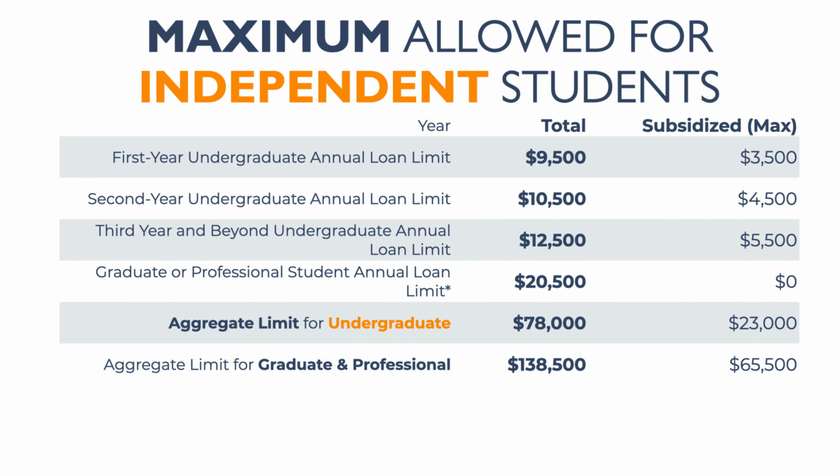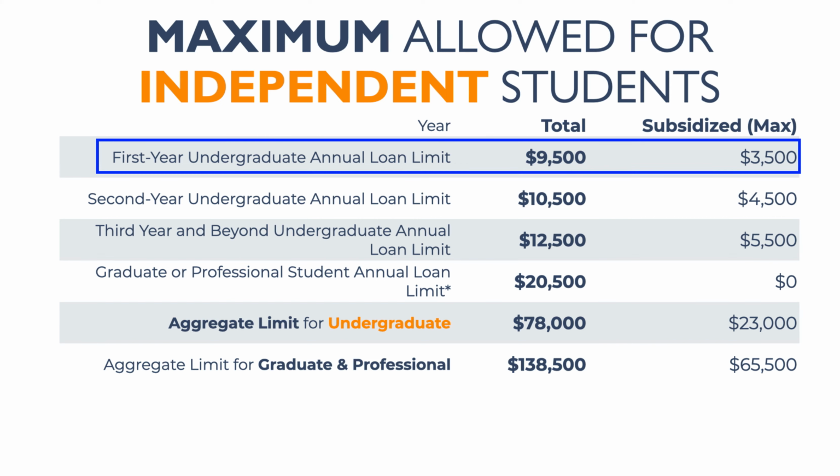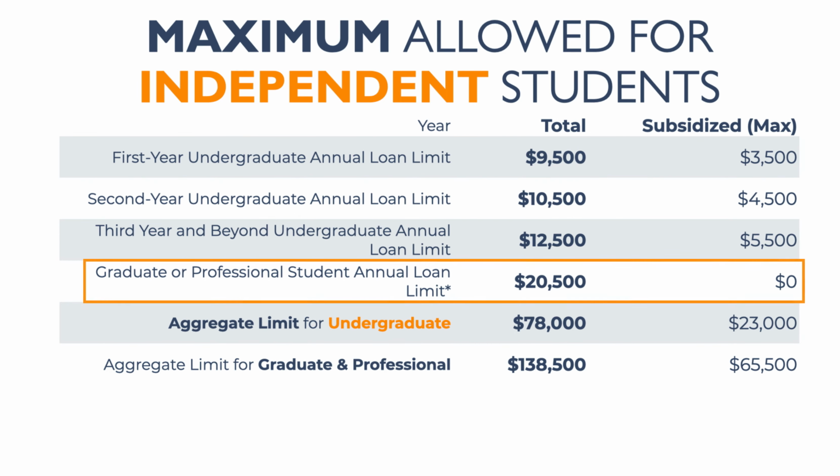Independent students have significantly higher loan limits. For first-year undergraduate independent students, the maximum total federal loan amount is $9,500, so higher than the $5,500 for dependent students, which includes a maximum of $3,500 in subsidized loans. However, independent graduate or professional students are not eligible for subsidized loans. Instead, they can only receive unsubsidized loans, but the maximum is $20,500.